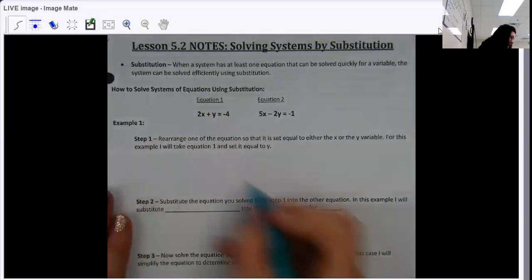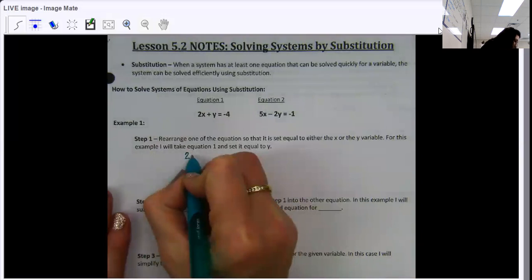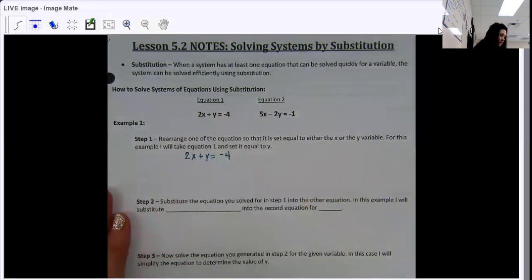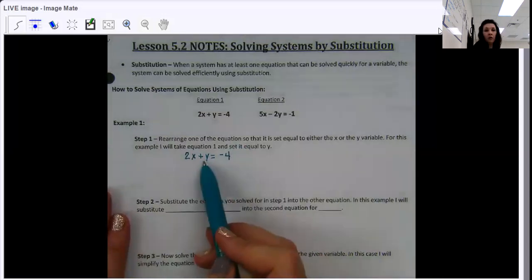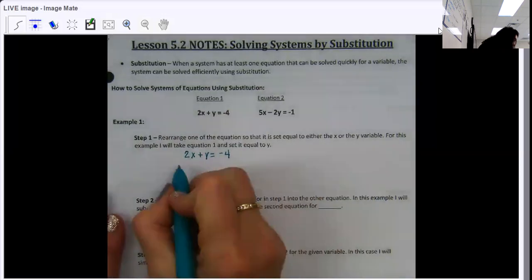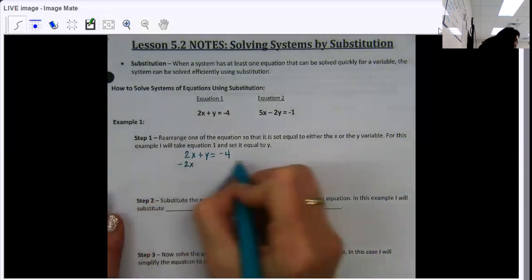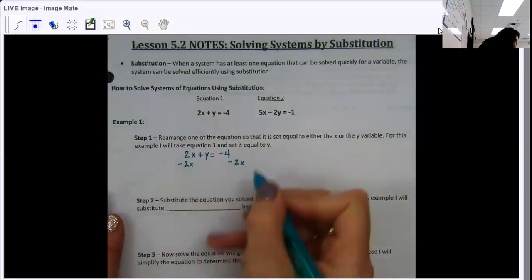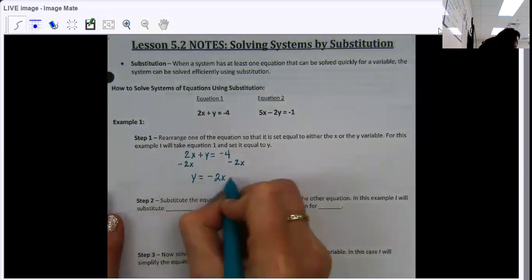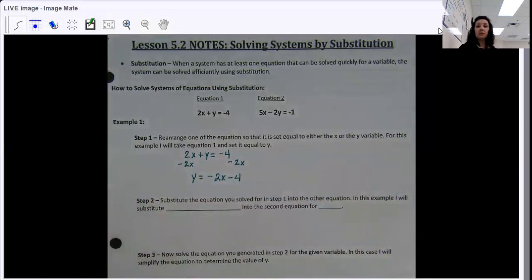All right. So the way that I do this is I write out my equation, 2x plus y equals -4. And I'm just going to rearrange it so that y is isolated. And in this case, it's going to be in slope-intercept form, but that won't always be the case. So I'm going to subtract 2x from both sides. And I end up with y equals -2x minus 4. So that was step 1.